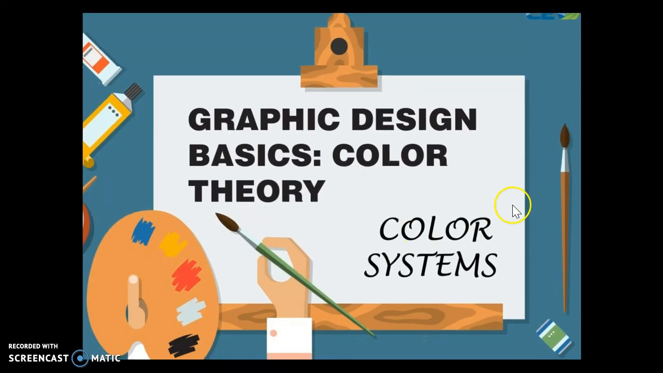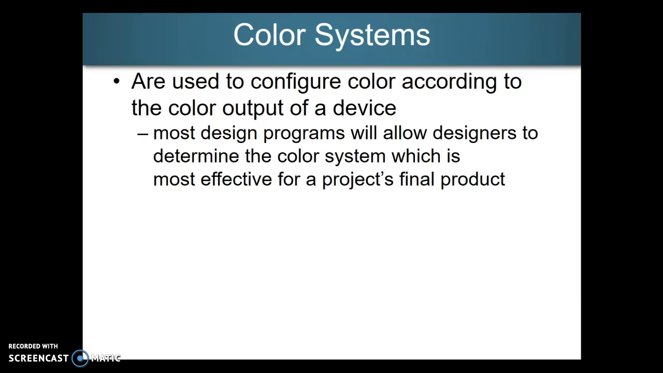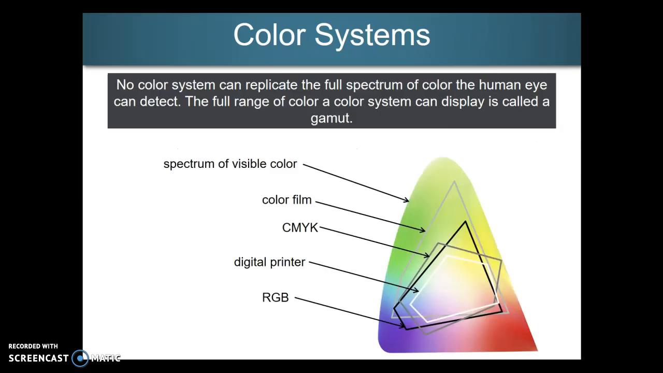This part of the PowerPoint is about color systems used with digital equipment. They are used to configure color according to the color output of a device. Most design programs will allow designers to determine the color system which is most effective for a project's final product. No color system can replicate the full spectrum of color the human eye can detect. The full range of color a color system can display is called a gamut.